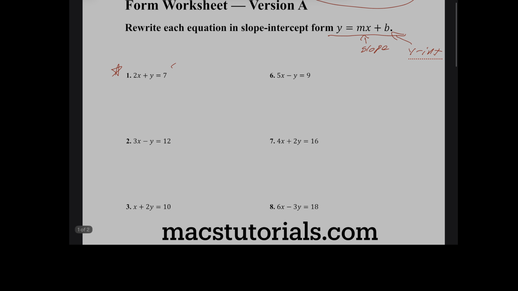So now, if I want it to look like this, what do you notice? The y is on the left and everything else is on the right. So let's look at number one. The y is on the left, but so is the 2x. I want to get rid of it. Now the 2x is adding to the y. I'm going to subtract the entire 2x, not just the x. I'm not going to divide by 2. If I divide by 2, the x is still there. I want to move everybody, so I'm going to minus 2x on both. And I'm going to get y equals.